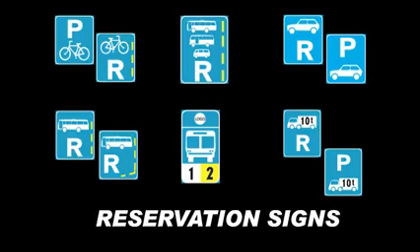Reservation signs. Reservation signs are rectangular in shape with a blue background and a white border. These signs indicate the reservation for certain vehicles. These vehicles are symbolized with a specific vehicle on the sign to indicate which vehicle can use a specific part of the road ahead. No other vehicles are allowed to use this part of the road. The signs with the letter P are for parking only, and the R are reserved for specific vehicles, which could use that part of the road.